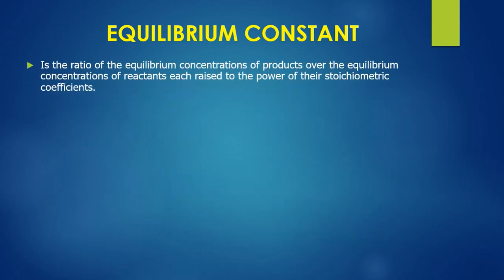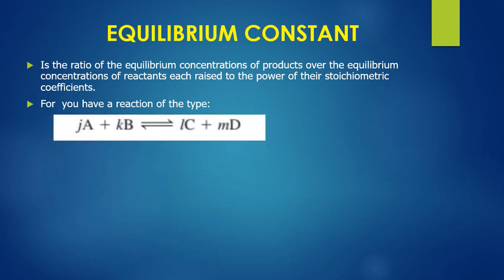The equilibrium constant is the ratio of the equilibrium concentrations of products over the equilibrium concentrations of reactants, each raised to the power of their stoichiometric coefficients. I will make you understand this. Just pay extra attention. You have a reaction of this type here. So A and B are reacting to form C and D, and this reaction is balanced.